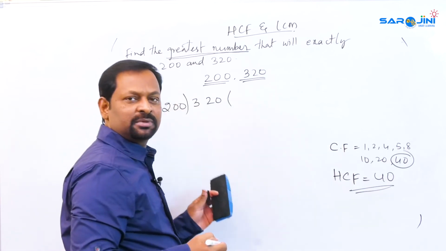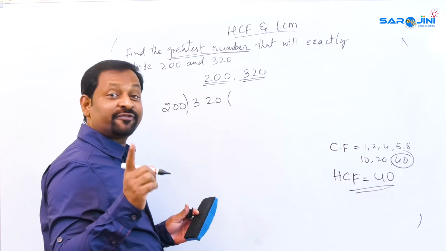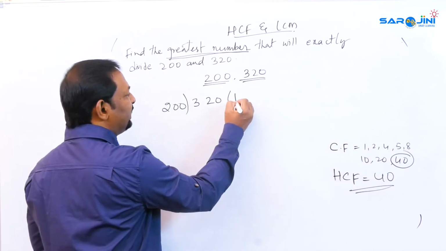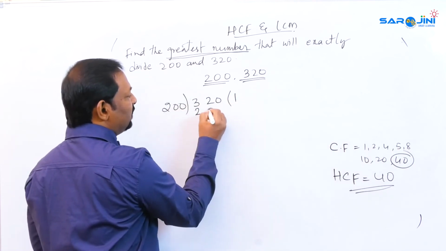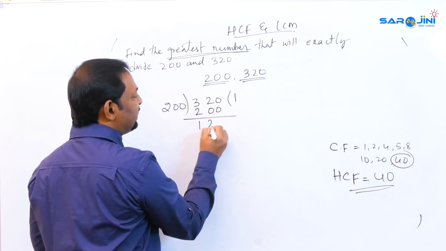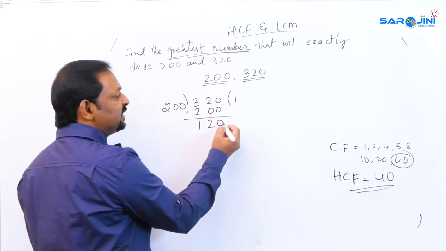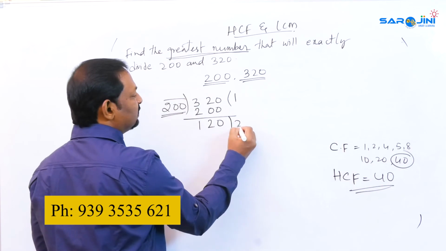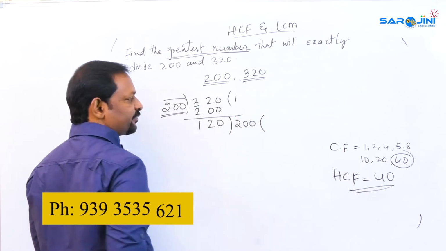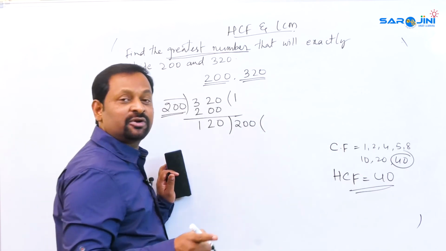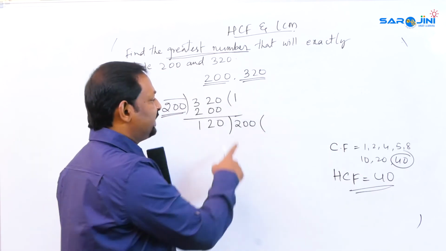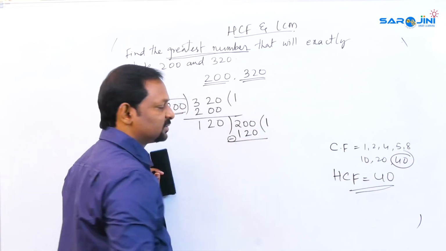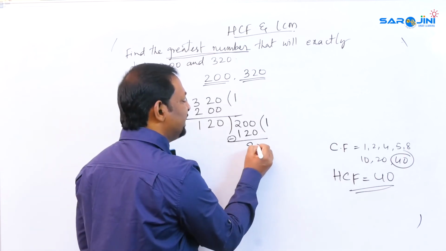The 200 table is easy: 200 ones are 200, 200 twos are 400. But the given number is 320, which is less than 400, so I will take only one time. 200 into 1 time is 200. Now what is left? 120 is left. As I told, if any remainder is left, you bring the divisor down as the dividend. Now 120 ones are 120, 120 twos are 240, but here we have only 200, so I will take ones are 120. If I subtract 120 from 200, you are left with 80.